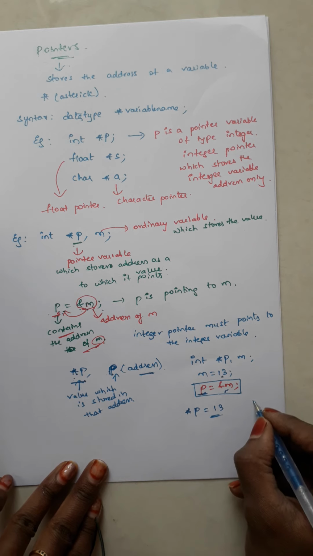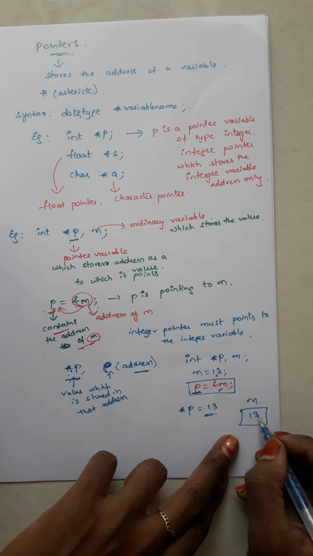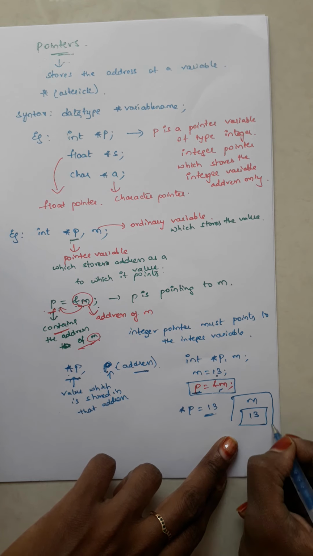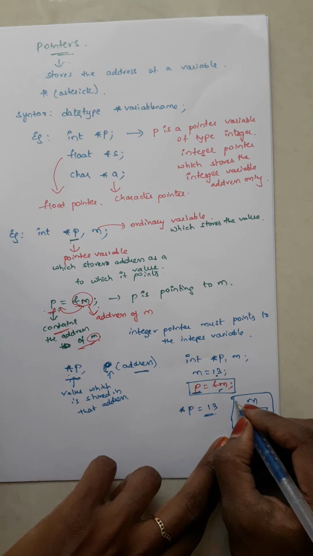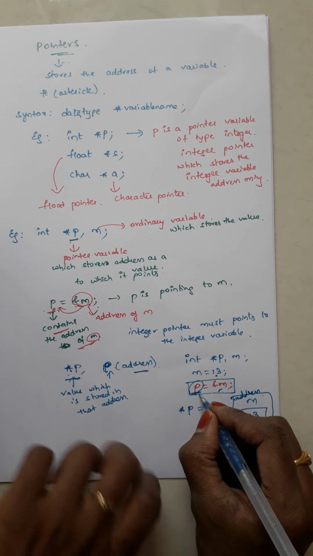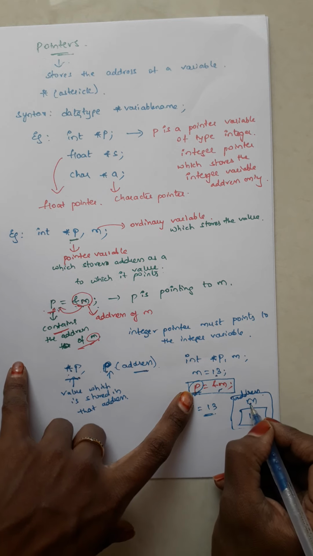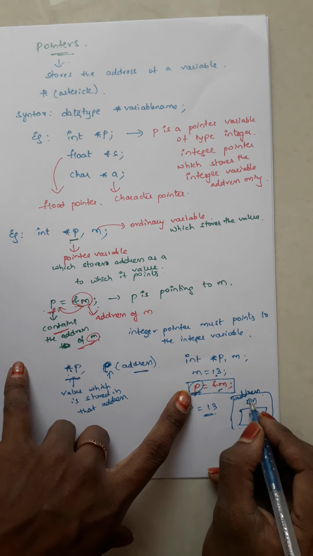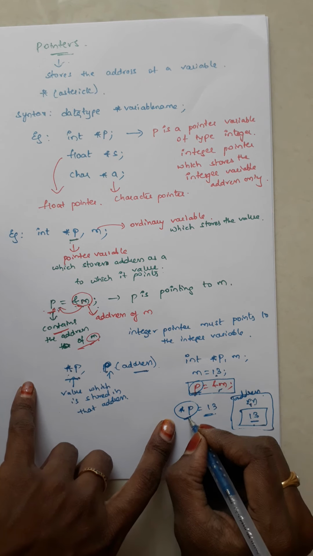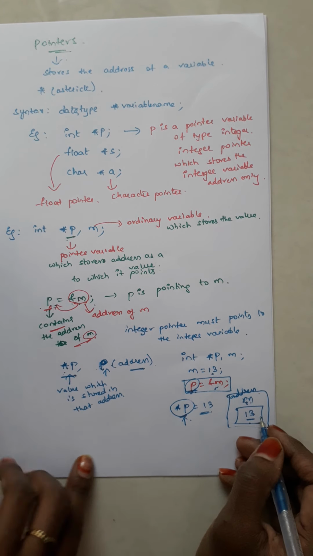Here the memory is allocated for m. What is the value in that m? 13. At some particular location m is stored, and this address of m is assigned to p. So now what does p contain? The memory location of m, the address of m. In that address, what is the value? 13. That is accessed by star p. So that is a pointer.